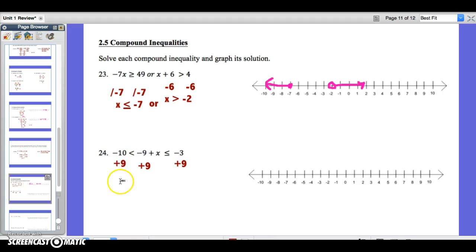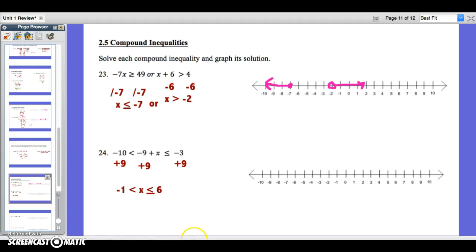Okay, negative 10 plus 9 is negative 1. In the middle, I am left with just x. And then less than or equal to, I'll put the equal to symbol in there in a second. And then let's add negative 3 plus 9 is 6. We've simplified this now to have x alone in the middle. And we have negative 1 is less than x, which is less than or equal to 6.